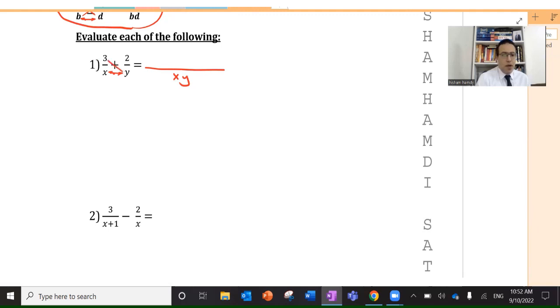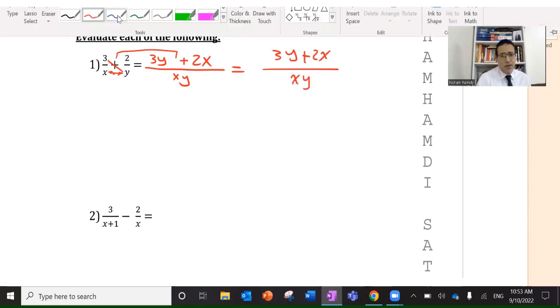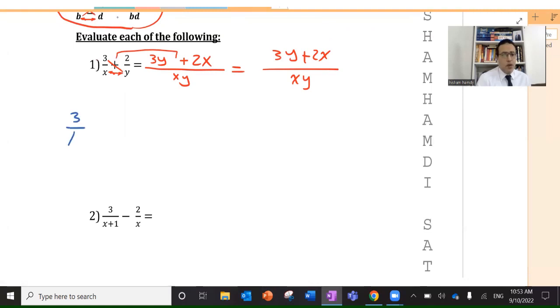Then I'm going to multiply y by 3, 3y. Add this side, and 2 by x is 2x. So it's 3y plus 2x divided by xy. Another way to write it is 3 over x plus 2 over y.